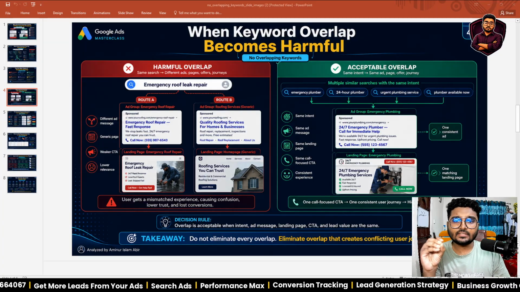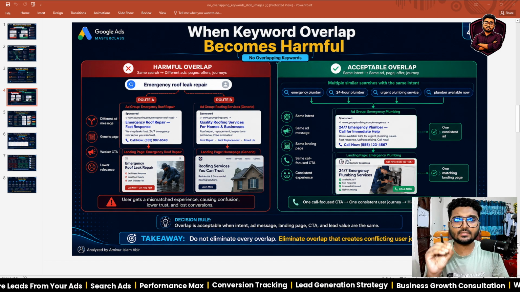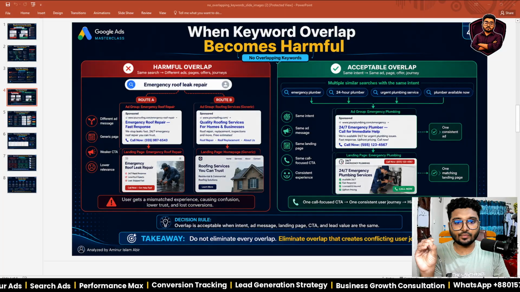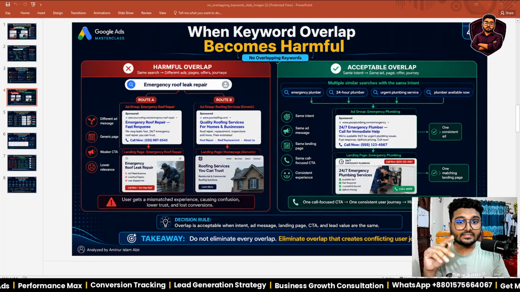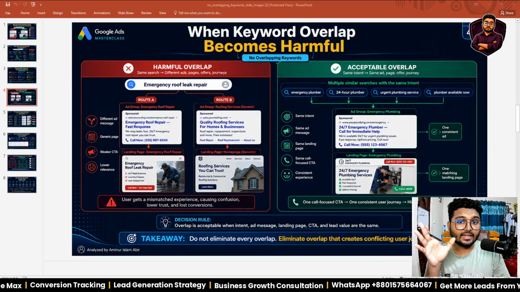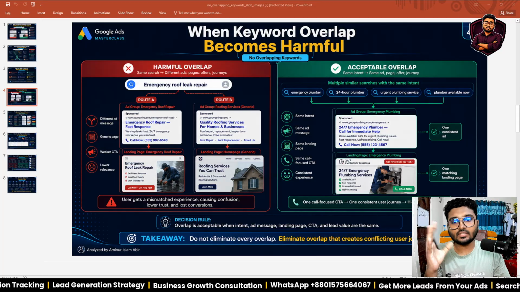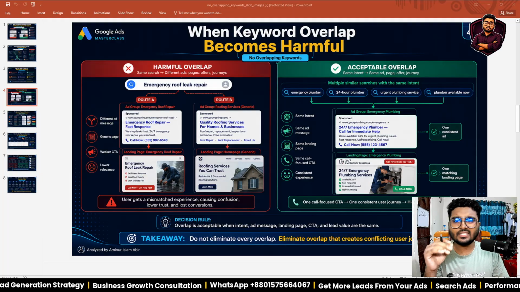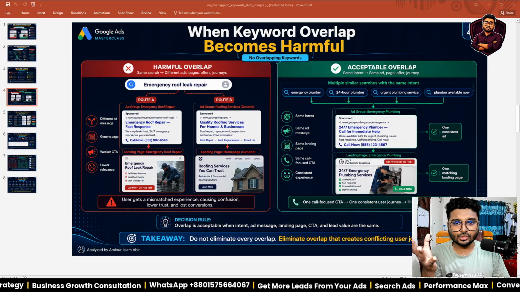Route A sends the search to the roof repair ad group. The ad says fast emergency roof leak repair. The landing page focuses on emergency roof repair, and the CTA says call for immediate assistance. Route B sends the same search to general roofing. The ad says professional roofing service. The landing page is the general roofing homepage, and the CTA says request a consultation. Route A clearly matches the urgency and the problem, but Route B is related, though less targeted and less action focused.